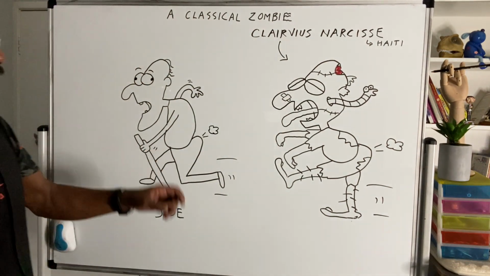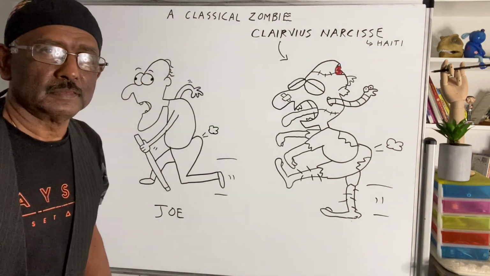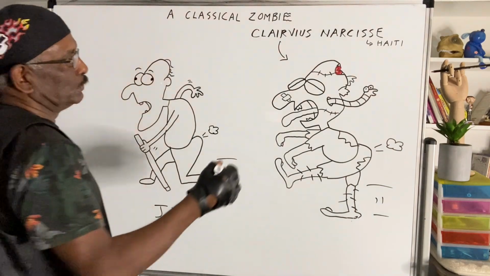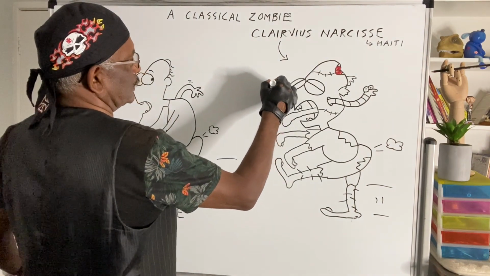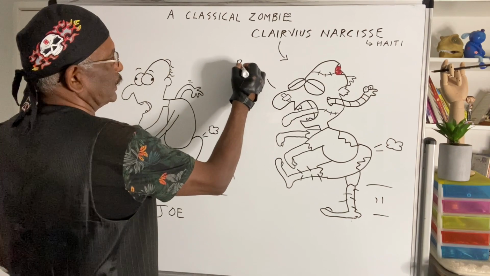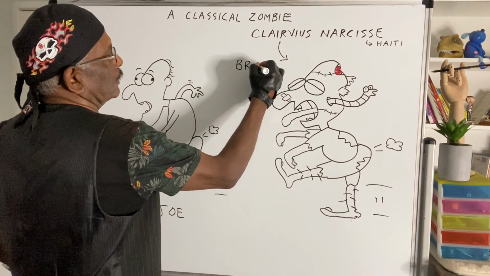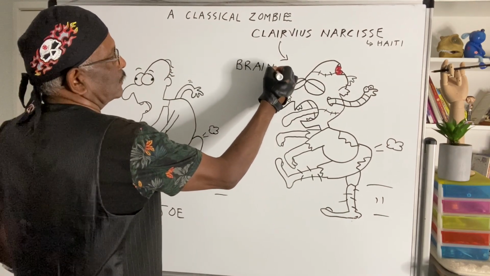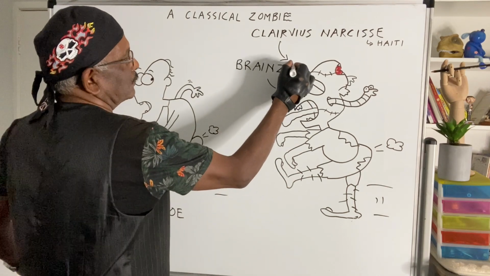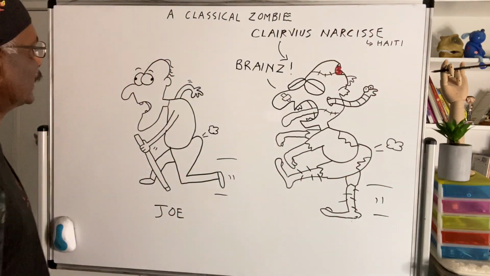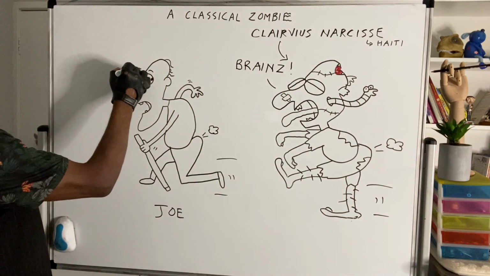And you know, zombies, they like to eat. What's their favorite food? Brains. So maybe this guy is saying, after his lunchtime, he's saying brains. B-R-A-I-N. Brains. He's hungry for brains. This guy is saying something as well. Help.